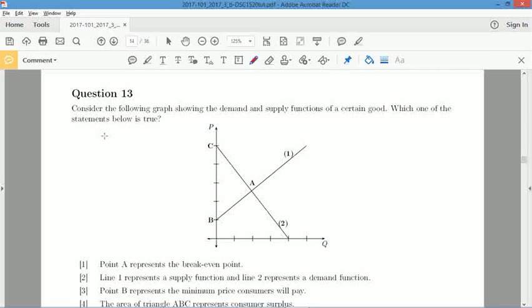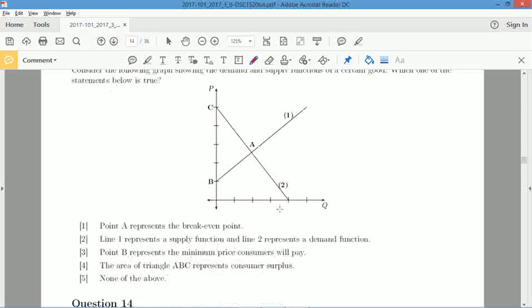Question 13. Consider the following graph showing the demand and supply functions of a certain good. Which one of the statements below is true? Okay, so point A represents the break-even point. Well, point A doesn't represent the break-even point, that represents equilibrium.